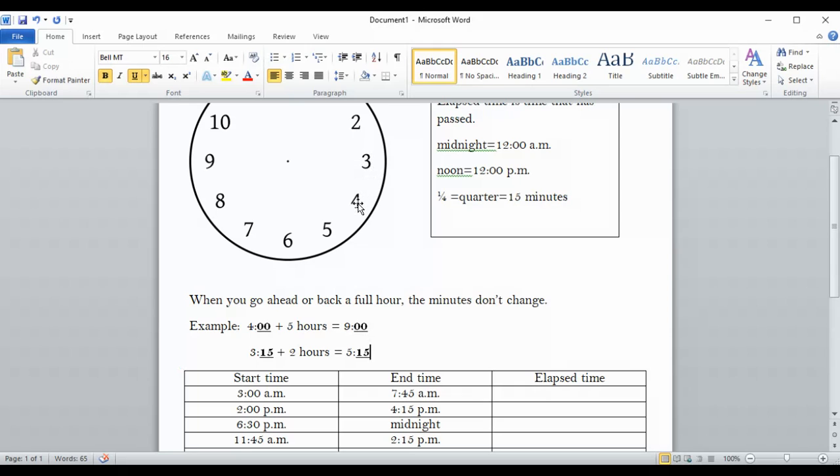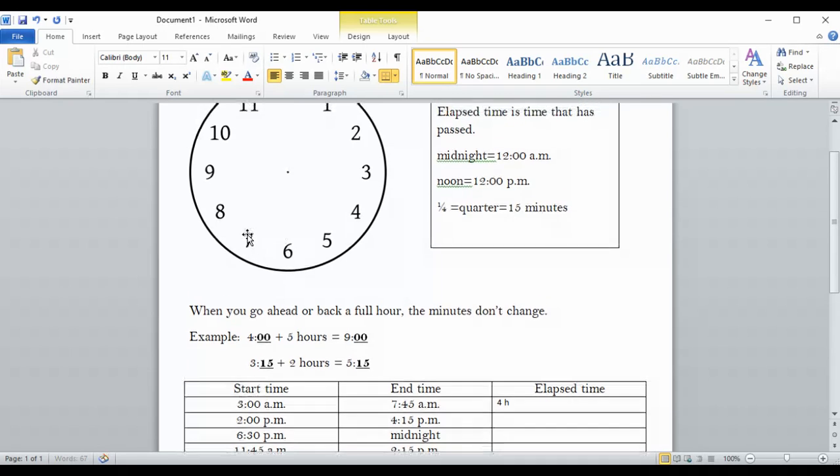I'm going to go ahead 1, 2, 3, 4 hours till I get to 7 o'clock. And I'm going to go over here and say, okay, that was 4 hours. I went ahead 4 hours and now I'm at 7 o'clock. So now I have to go from 7 o'clock to 7:45.